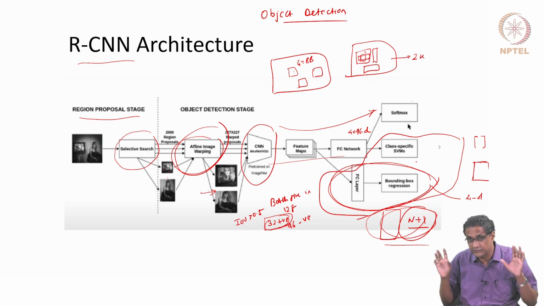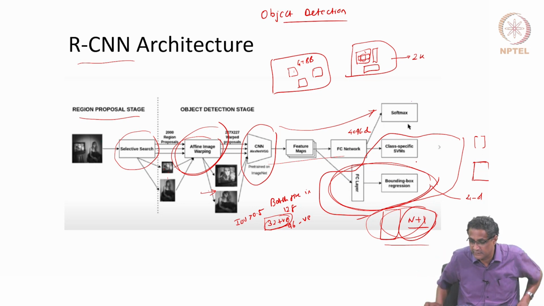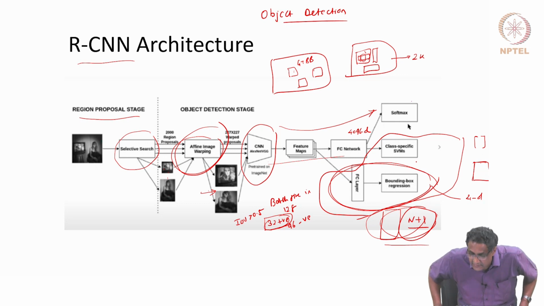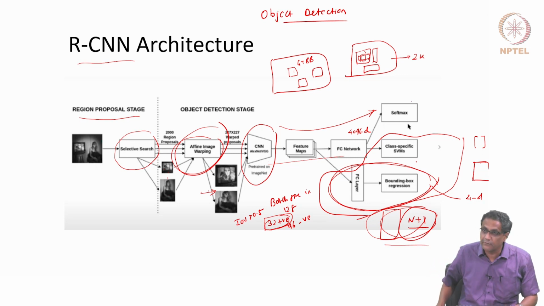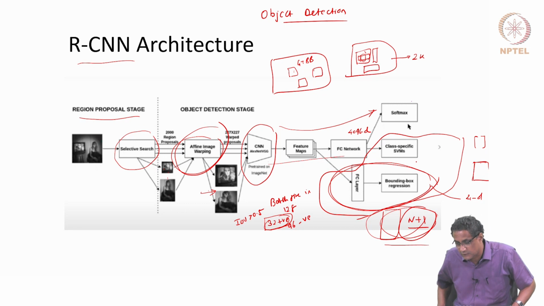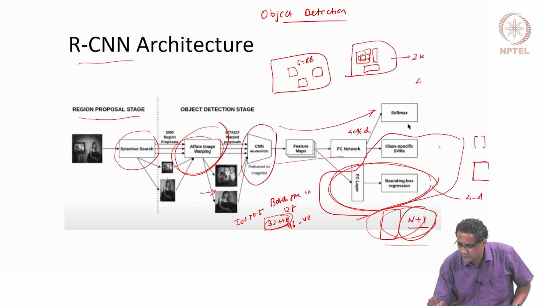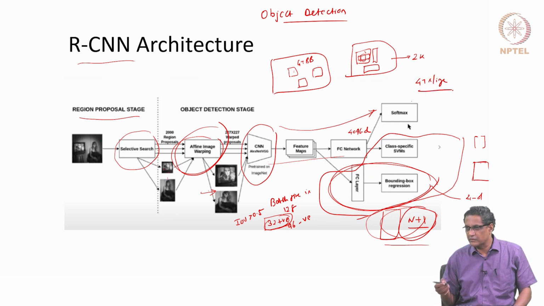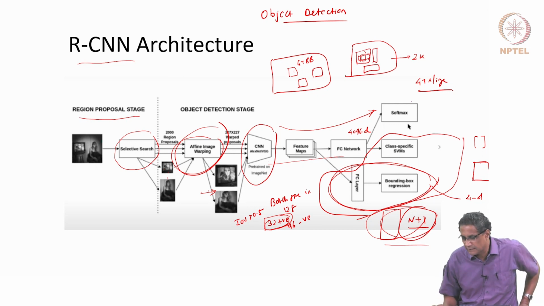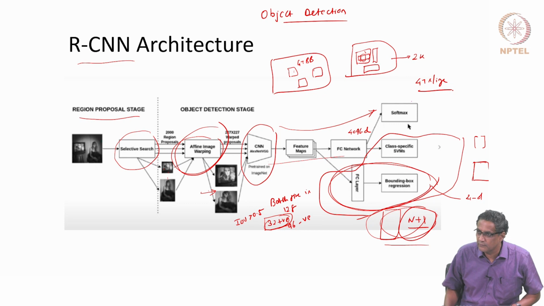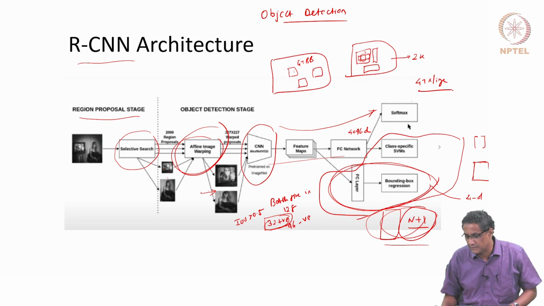But RCNN was still way ahead of the rest in the game at that time. I think this is 2014, and therefore it caught the attention of people. The main complaint was that it's very slow. It takes about 47 seconds for one image. Of course, in those days with traditional approaches also, it was very common to run into seconds, therefore it probably did not matter so much, but then people started thinking, why should you have a network that takes so long to do object detection.